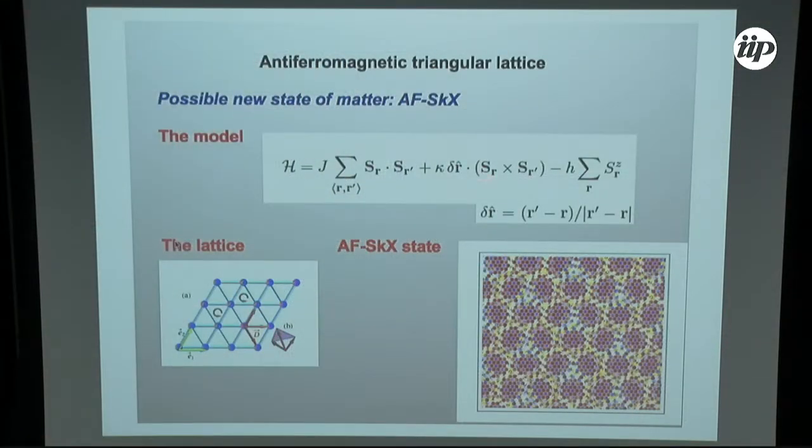Essentially, without this, it is an antiferromagnetic triangular lattice with a magnetic field, and this was studied by many people, including Kawamura and Miyashita. You have a plateau at 1/3 when you increase the field, but very simple structures, somehow homogeneous structures.